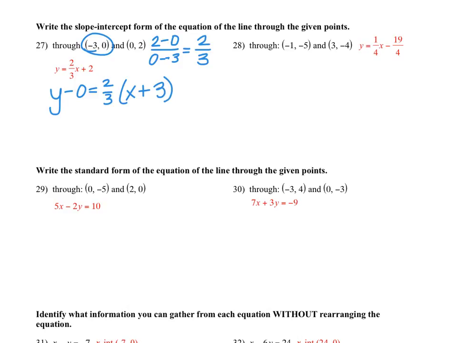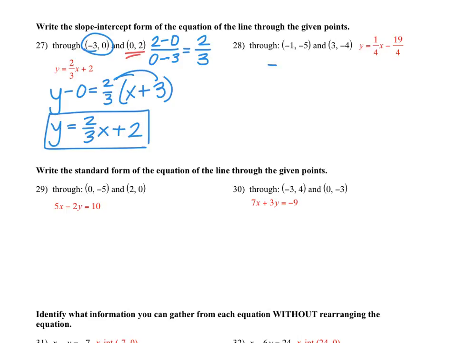Make sure you change the sign. And then we're going to distribute. Y minus 0 is just y. So 2/3 x, and then these 3's cancel each other when you distribute. So that's going to be plus 2. You would get the same thing if you had picked the other ordered pair when you worked all of that out. All right, 28. Remember, start in the same place.